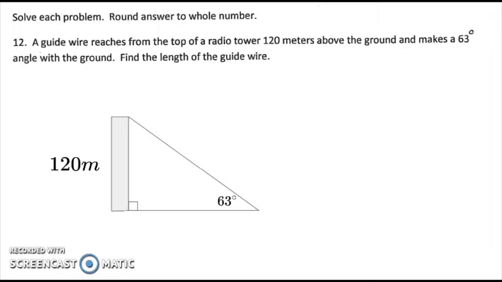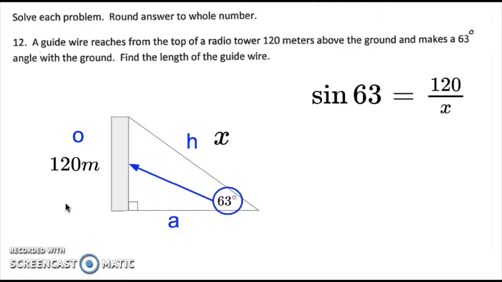So we know that this is our 90, because the tower and the ground are perpendicular. And now we can go ahead and set up our equation. First we have opposite of the 63 is O. Across from the 90 is H, that's the hypotenuse, and then this is adjacent. Now it says find the length of the guide wire, that is going to be the hypotenuse we're looking for, so that's going to be X.